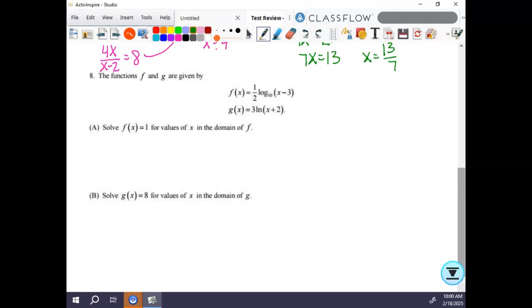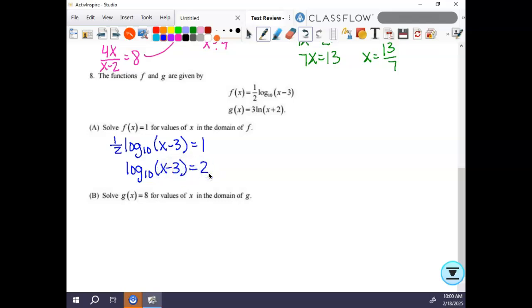All right, number 8. Here are f and g. I'm going to solve f of x equals 1 for all values of x. All right, so I'm going to have 1/2 times log base 10 of x minus 3 equals 1. Now I could make that 1/2 into an exponent, but I could also multiply both sides by 2. So I'm going to do that. Log base 10 of x minus 3 equals 2.